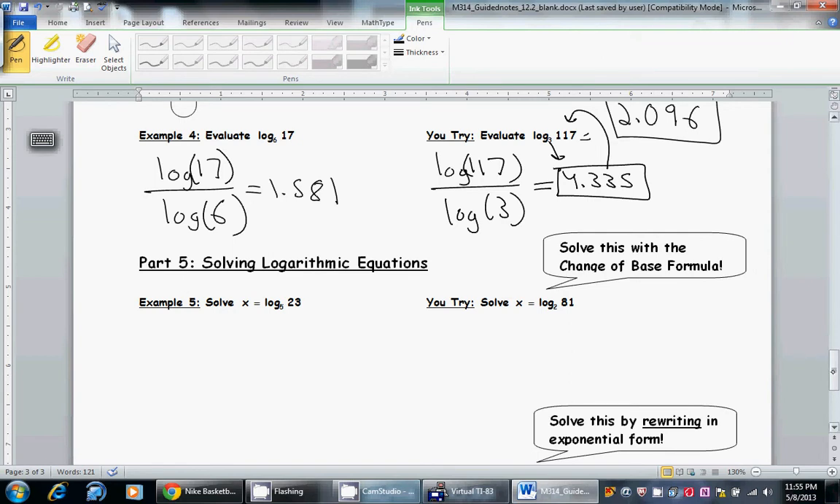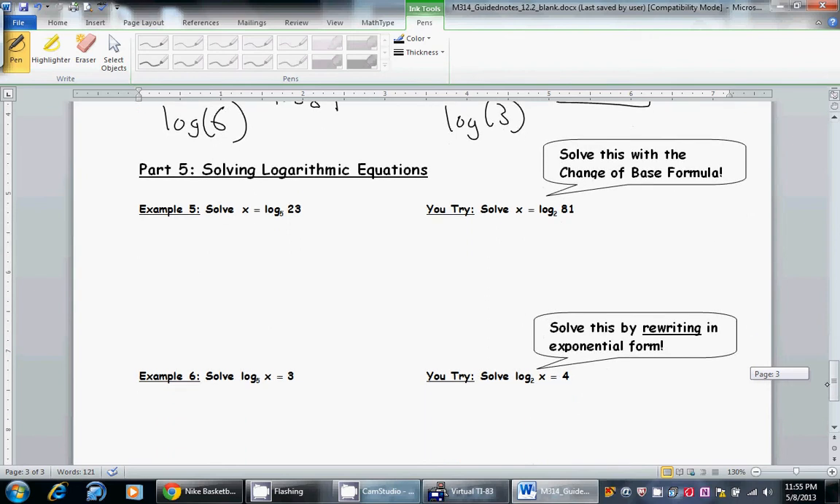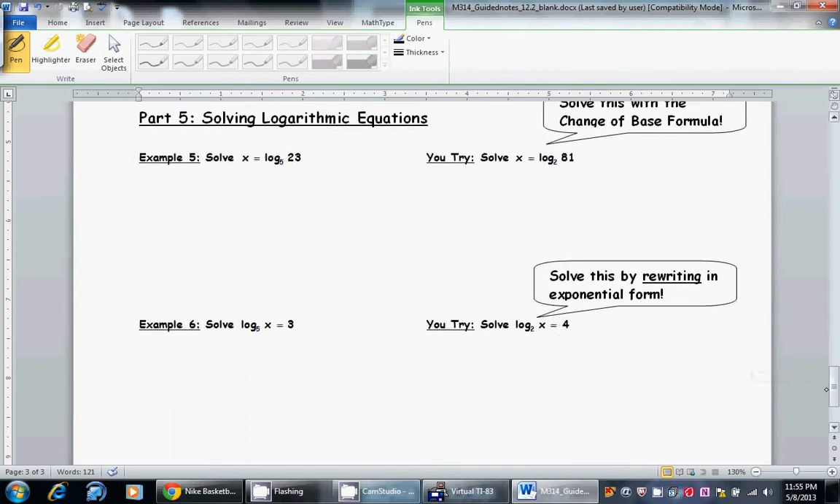Alright, so that's the change of base formula. We're definitely using that, and here's one area where we are going to use it: solving logarithmic equations. Example 5 says x equals the log of 23 base 5. The 23 is not a power of 5, so I can't do that one in my head. So I'm going to apply the change of base formula, and x is also going to equal the log of 23 divided by the log of 5.